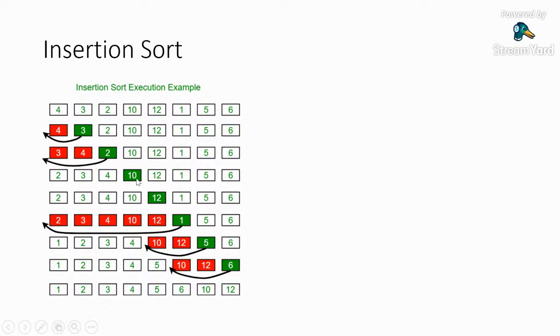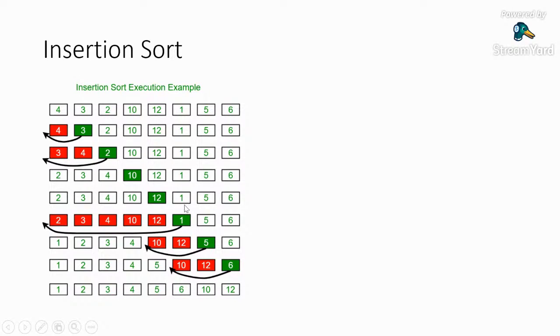Once again, you take this element 10. So 10 is compared with 4. 10 should come after 4 only, so we will not perform any right shift here. You can note here, we are not performing swapping; we are performing the right shift operation. After that, this 12 is considered. So 12 comes here. Then 1 is compared.